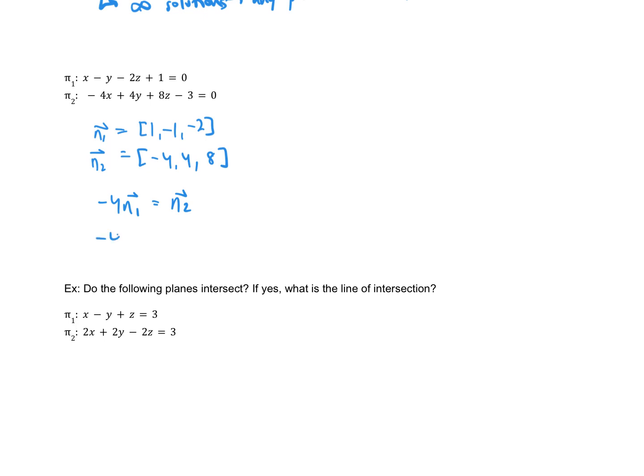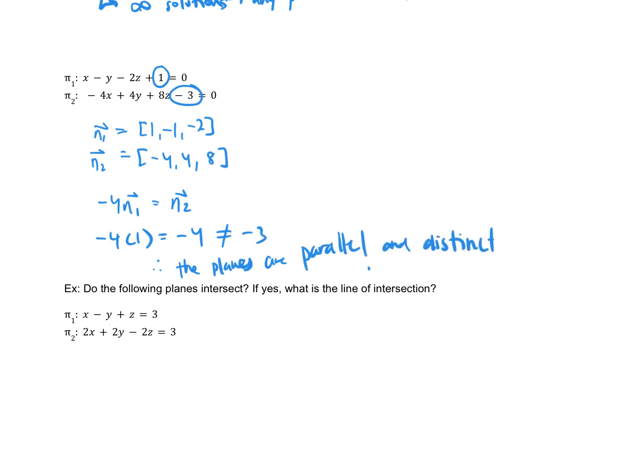Now let's see if that same connection applies to the constant. -4 times 1 is -4, not -3. Therefore, the planes are parallel and distinct. No intersection, no solution. Now, if I were to try to do elimination here, my variables would cancel out, but then I'd have a false statement. So that would be my clue that there's no intersection.